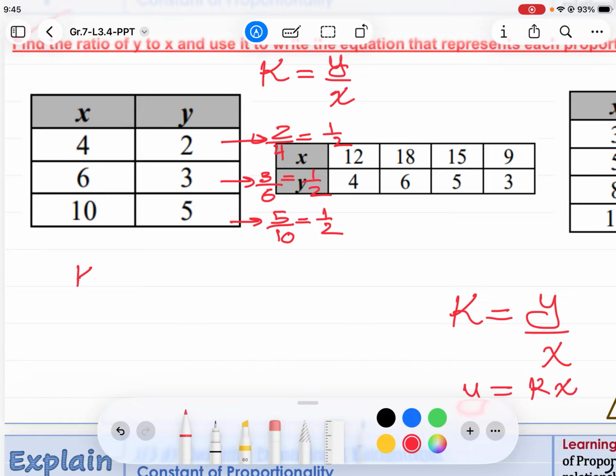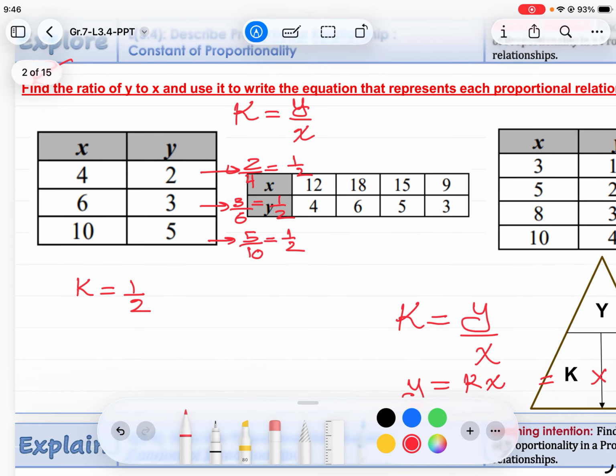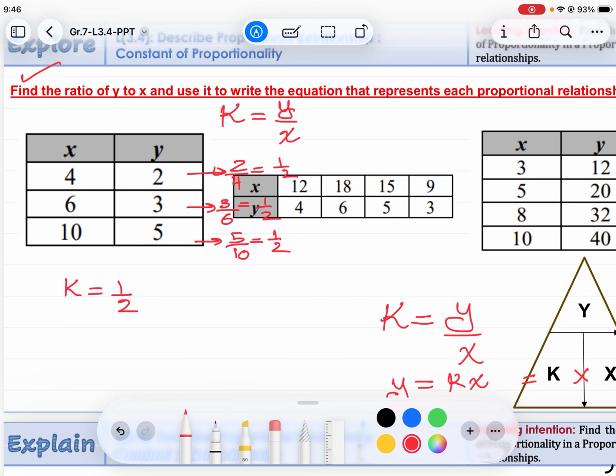What does that tell us? That tells us that this relationship is proportional. When you get a constant value, a constant ratio, that means you have a proportional relationship. And this is where the term constant of proportionality comes from. You get the same ratio, it means your constant of proportionality is equal to half. So basically, the constant of proportionality is the ratio between the two quantities, y and x.